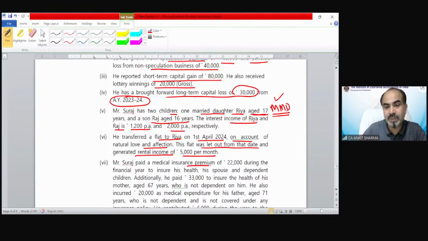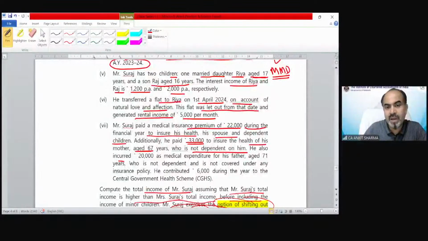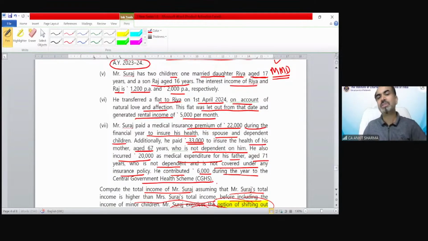Suraj paid a medical insurance premium. So there is a deduction also in this question. So that is a consolidated question of clubbing, set off and deduction. Premium medical 22,000 during the financial year to insure his health, his spouse and dependent children. Additionally paid 33,000 for the health of his mother, age 67 years, who is not dependent on him. He also incurred 20,000 as medical expenditure for his father, age 71 years, who is not dependent and is not covered under any insurance policy. He contributed 6,000 during the year to the Central Government Health Scheme, CGHS. So you can see multiple pieces of information are there.